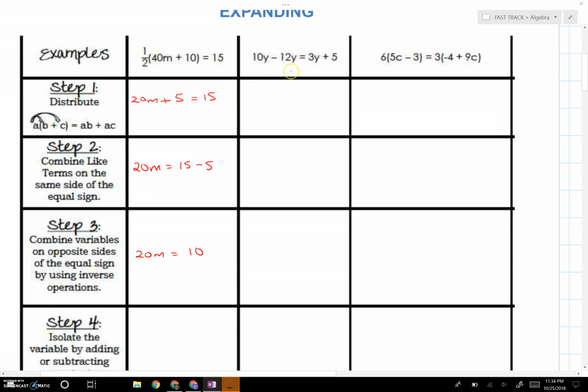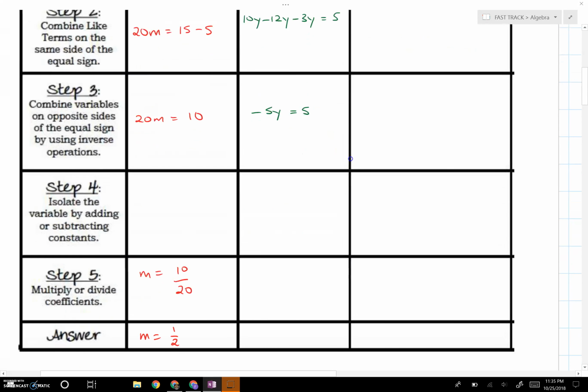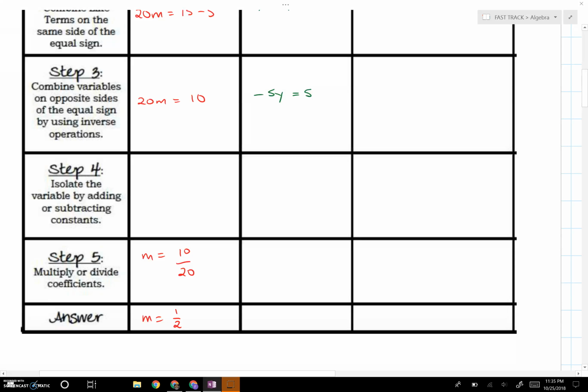I don't have any distributing to do because there are no brackets. So I'm going to combine like terms on the same side of the equation. Well, I have 10y minus 12y minus 3y is equal to 5. And I can combine all the variables. So 10 minus 12 is minus 2, minus 3 is minus 5y is equal to 5. Again, there are no adding or subtracting in the variables and the constants. So I'm simply going to say y is equal to 5 divided by negative 5. So y is equal to negative 1.